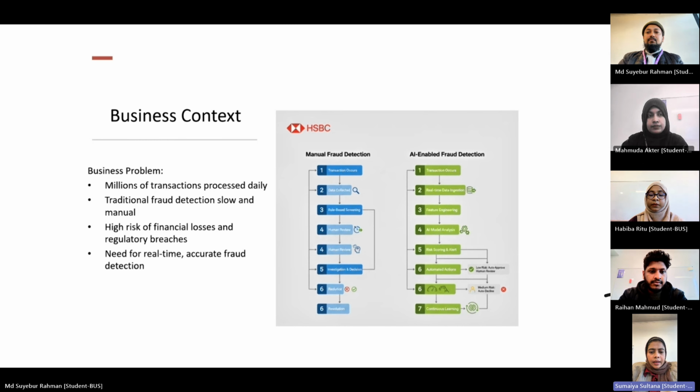Now, look at the AI-enabled process on the right. It is streamlined and automated. Step 2 is now real-time data ingestion. Step 4 utilizes AI model analysis to instantly understand the context of a transaction. This leads to step 6, where we have automated actions. Low-risk transactions are auto-approved instantly, while only the complex cases are sent to humans. This is a massive shift in efficiency.